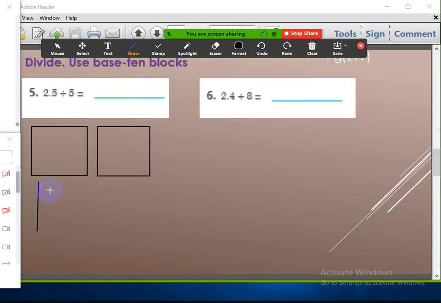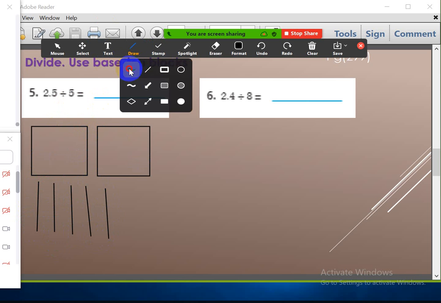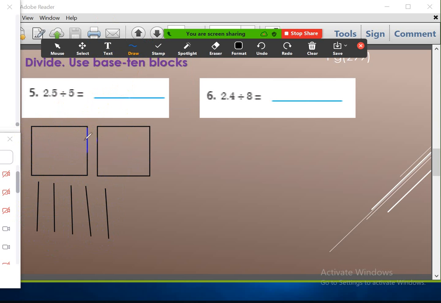5 longs, very good. 1, 2, 3, 4, 5. Now I want to divide all those on 5. So what I have to do with the flats? Break them. If you break one flat, it will consist of how many longs? 10. 10, very good. So the first one is 10 and the second one? Also 10. That's mean I have 10 plus 10 equals what? 20. 20 plus 5 equals what? 25. 25. Now I have 25 what?